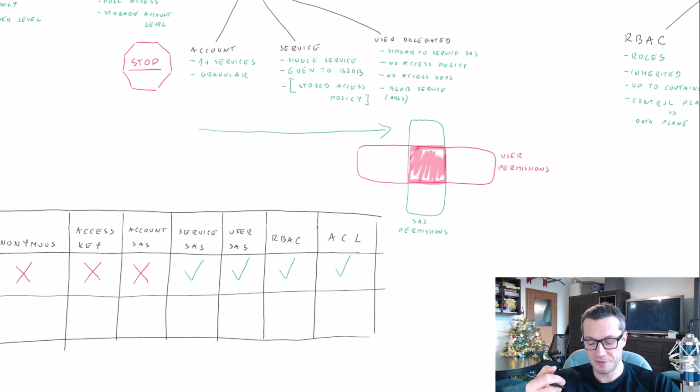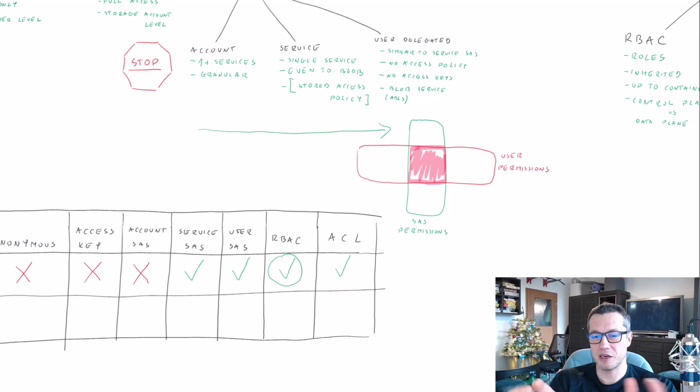Well, for me, the winner is obvious. It is role-based access control. It's the simplest method, the cleanest, and the best, because I wouldn't use those service or user delegated SAS tokens because simply we have no identity here. And in many cases, we want to know who is getting access to our data.